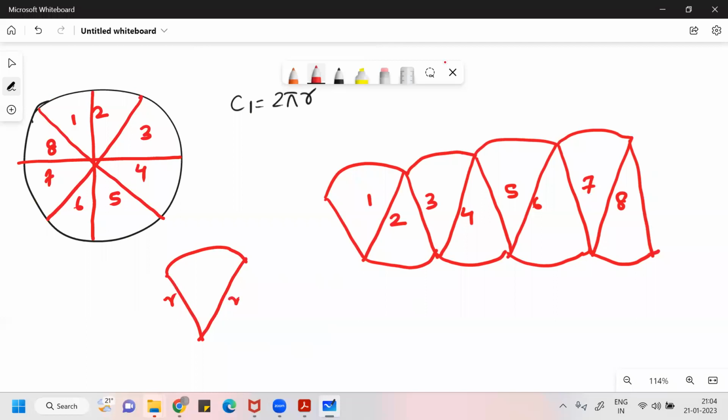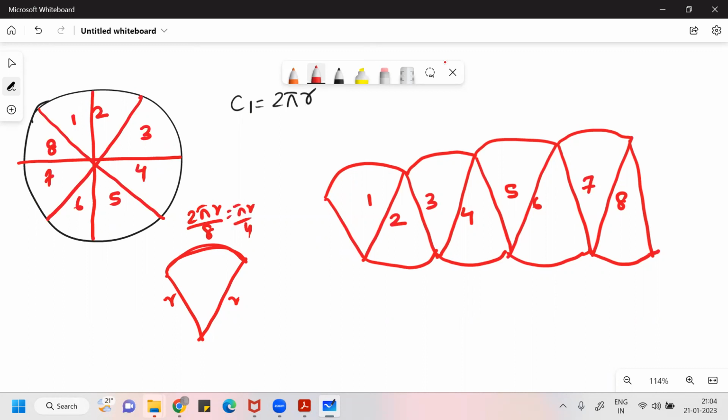What is this? This is R, right? And what is this part, guys? This part is nothing but 2 pi r by 8, right? I hope you are getting it right. It is an eighth part of the circumference of the circle. Yes or no? This would be pi r by 4.